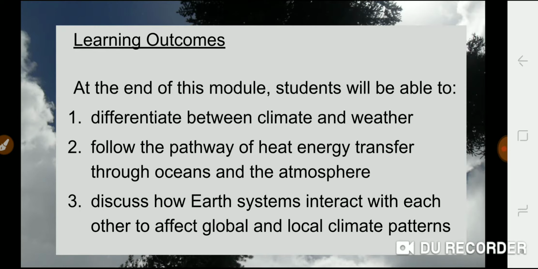So, as we looked through these various models of how temperature in air and moisture influence our global climate and environments, we differentiated between climate and weather. We followed the pathway of heat energy transfer through oceans in the atmosphere, and we discussed how Earth systems interact with each other to affect global and local climate patterns.